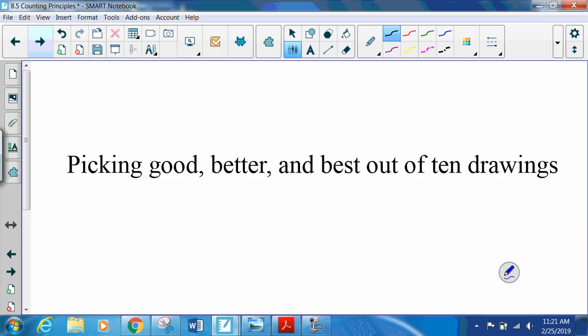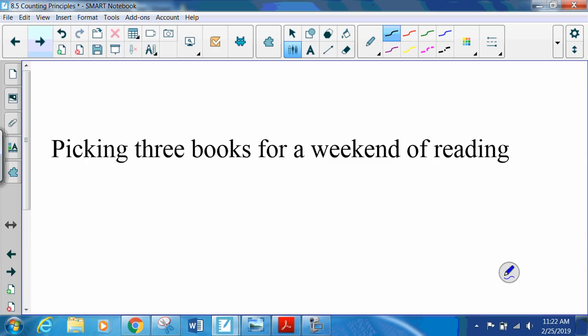What about picking good, better, and best out of 10 drawings? Pause, commit to something on your marker board, and come back. You betcha. That is an nPr. I want the best, right? I want to be picked best, doesn't everybody? All right, how about picking 3 books for a weekend of reading? Commit.